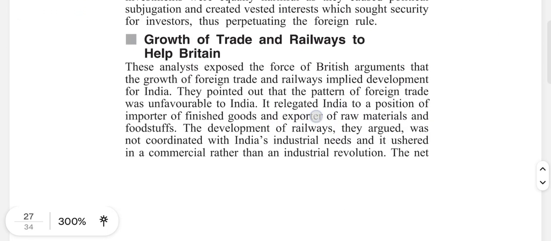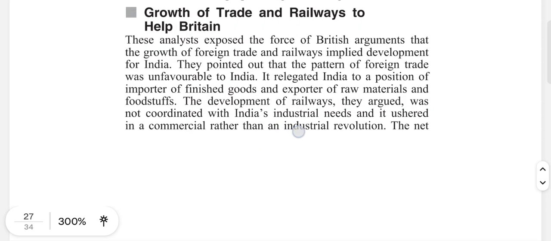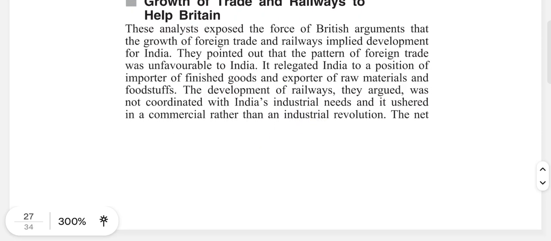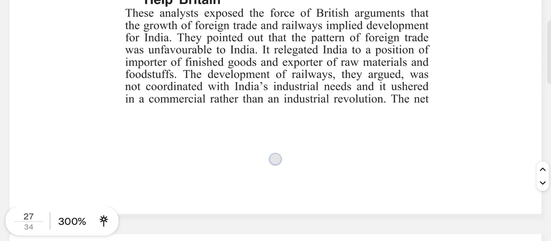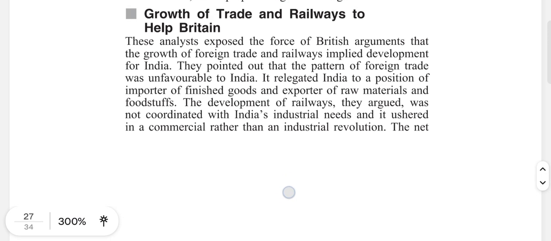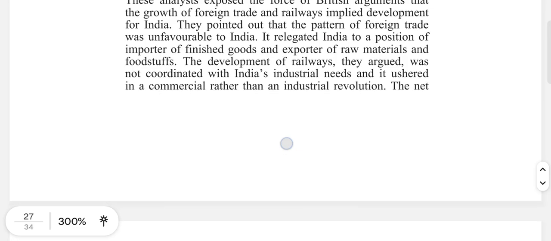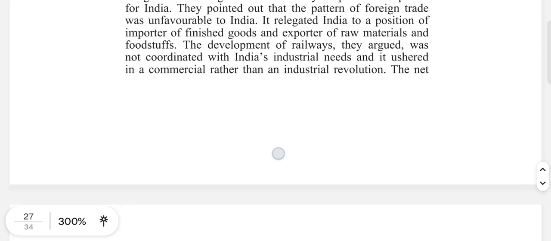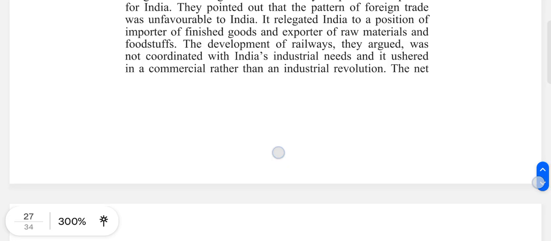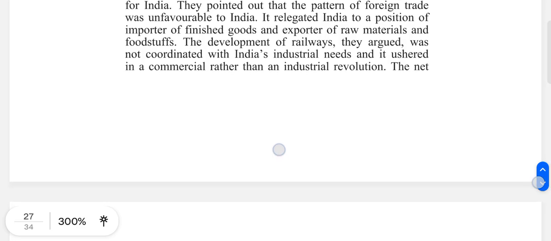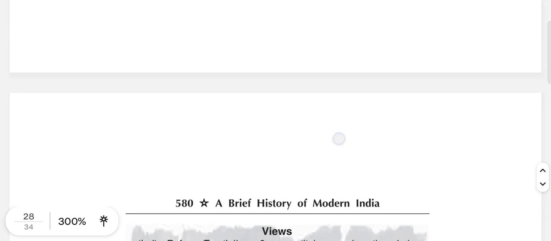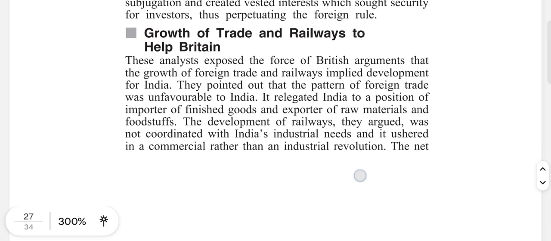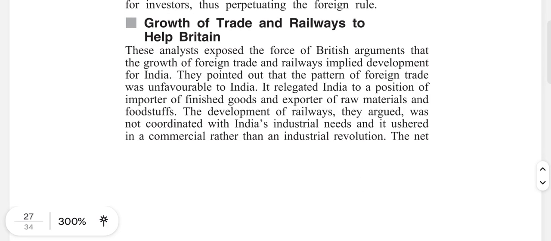Growth of trade and railways. To help Britain, these analysts exposed the falsity of British arguments that growth of foreign trade and railways implied development for India. They pointed out that the pattern of foreign trade was unfavorable to India. It relegated India to a position of importer of finished goods and exporter of raw materials and foodstuffs. The development of railways, they argued, was not coordinated with India's industrial needs, and it ushered in a commercial rather than an industrial revolution.